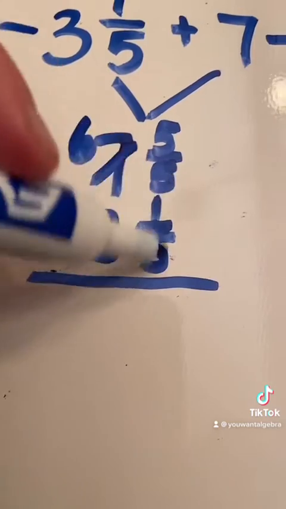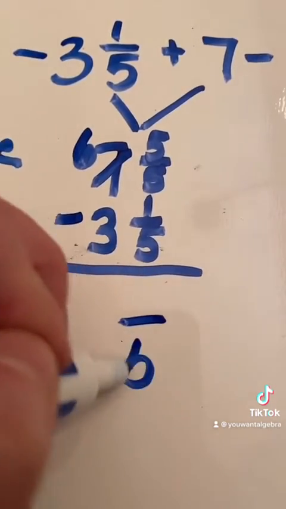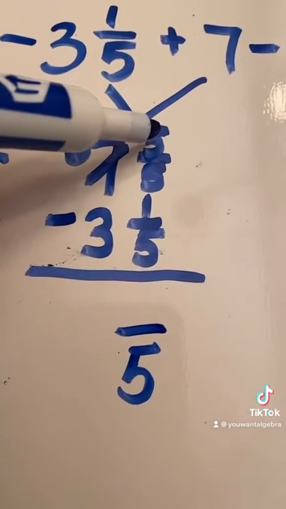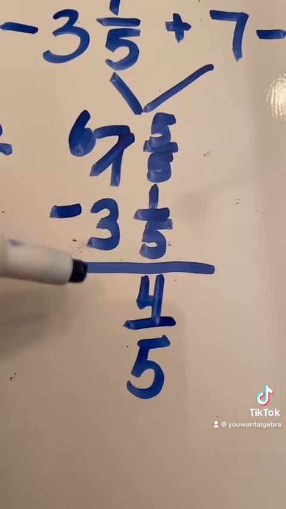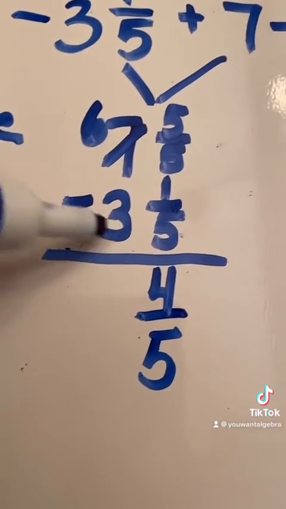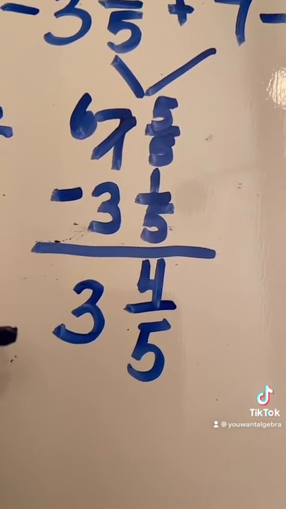So I have two values with fifths in both of them. So I know that my denominator is going to be in fifths. And then I'm just going to subtract. 5 minus 1 is 4. And then now I can take care of the whole number part. 6 minus 3 is 3. So now I'm left with 3 4/5.